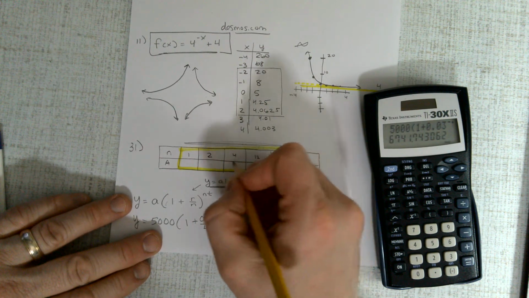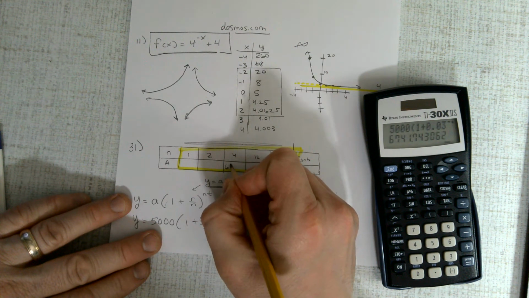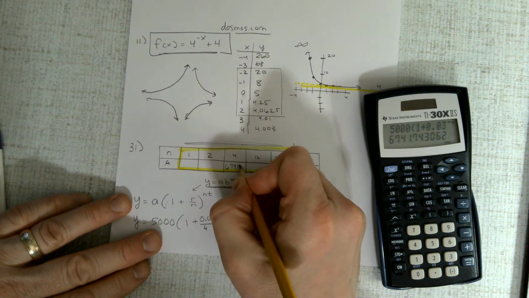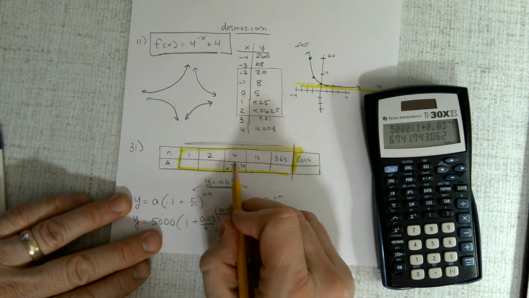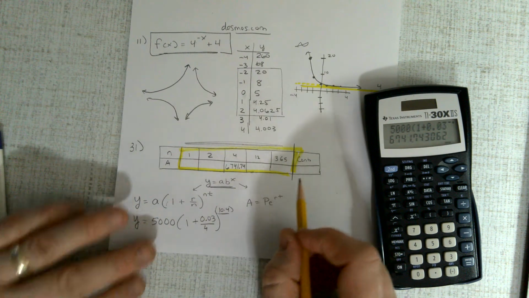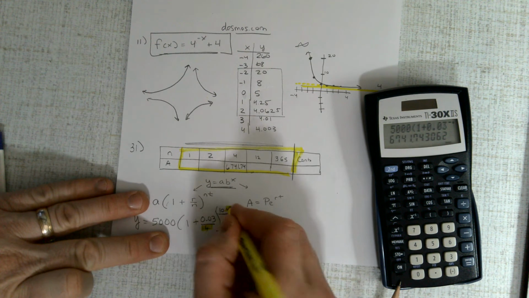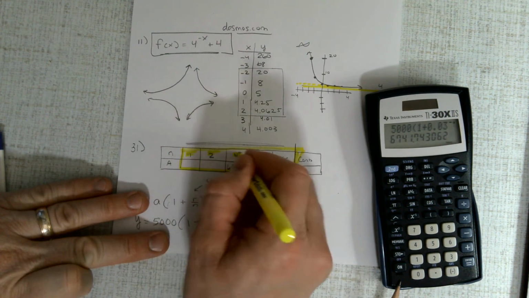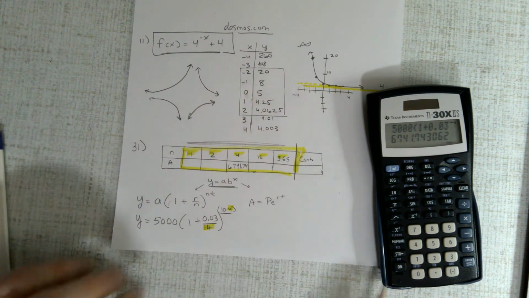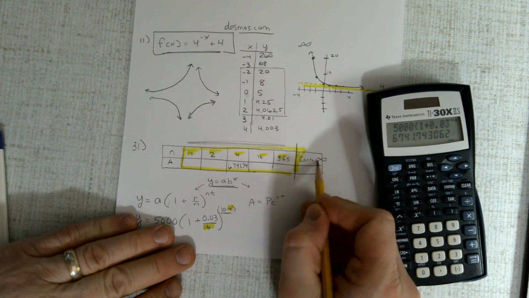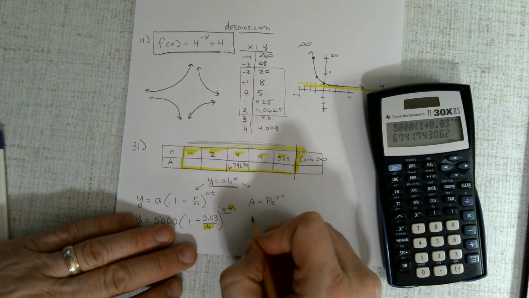What is that for? 6741. We're dealing with money, so I'm going to do it to the nearest cent: 6741.7. Just switch out this number right here, this 4, depending on which one you have. Continuous is about infinity, which is about the letter e, so we have to use this formula.